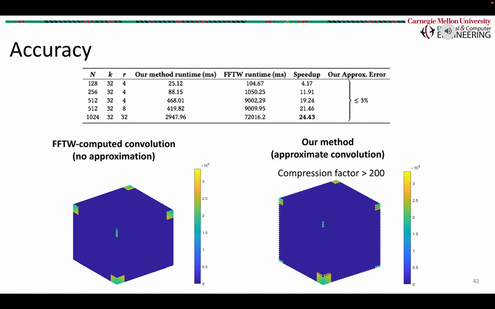For various grid sizes and subdomain sizes, we compute approximation error for various downsampling rates. The error is the L2 relative error norm between the actual and approximate convolution result. Our proof of concept GPU implementation is compared against a CPU-only FFTW implementation that does not use any approximations. Our approximate error comes up to under 3% for the chosen downsampling rates as shown in the table.